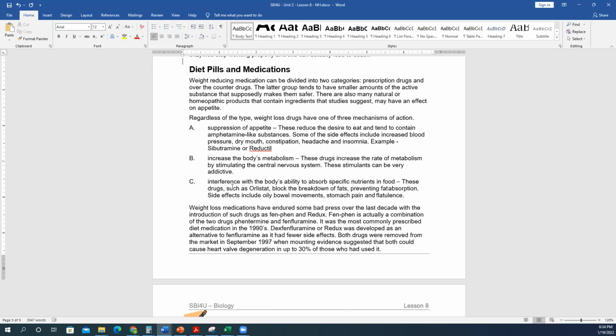But weight loss medications have actually endured quite a bit of bad press over the last decade because of the introduction of such drugs as fen-phen and Redux. Fen-phen is actually a combination of two drugs, phentermine and fenfluramine, and this was the most commonly prescribed medication in the 1990s.